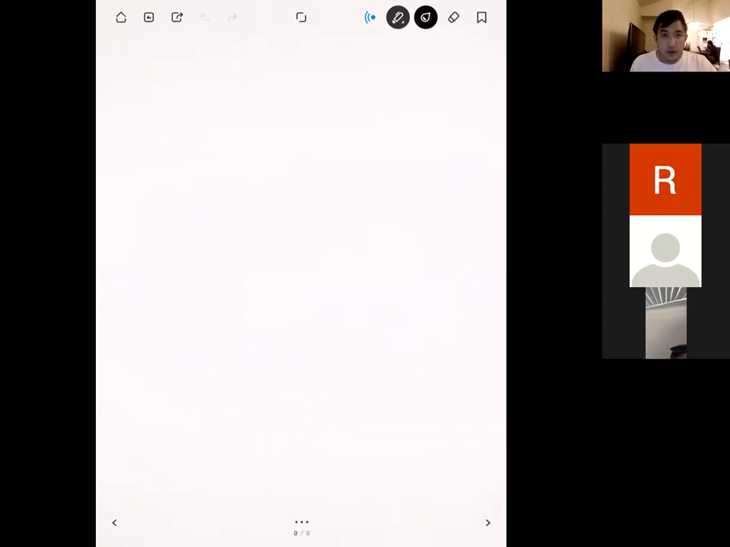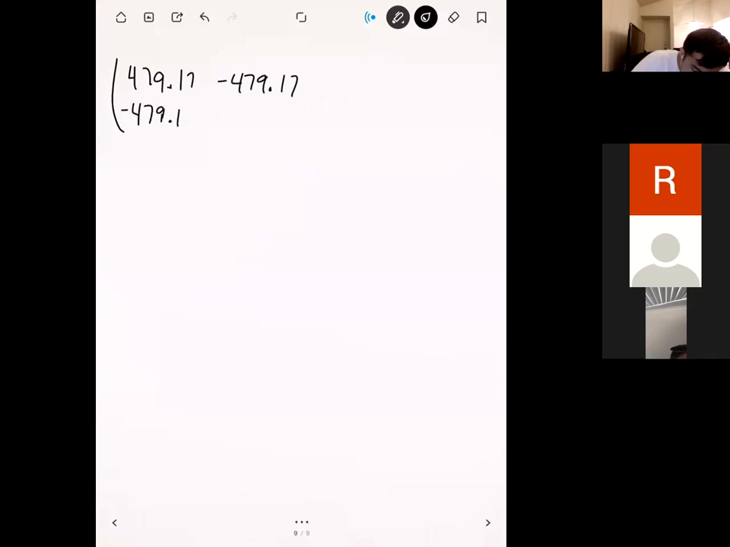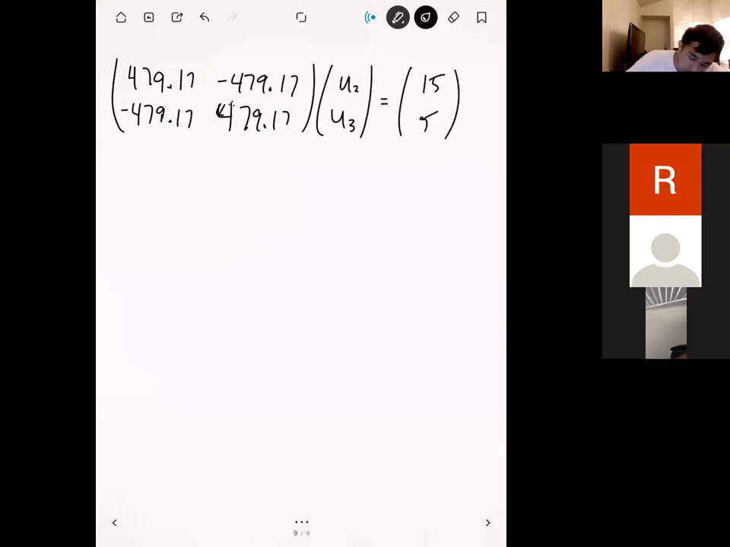Okay, and so we put it all together, we can form our element system for element 2, or element B, sorry. For element B, we have a matrix of 479.17, minus 479.17, minus 479.17, and 479.17. The nodes that it's acting on are nodes 2 and 3. And this is going to be equal to 15 and 5.